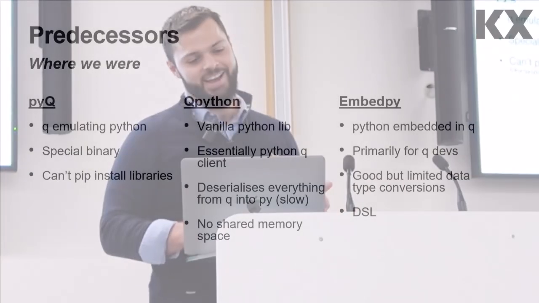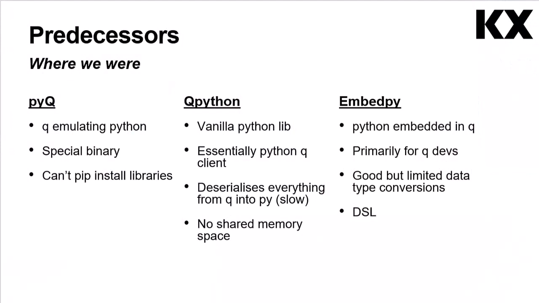So before I tell you exactly about PyKX and what it is, I'm going to tell you a little bit about the predecessors that it had, because I can only see further by standing on the shoulders of giants, or whatever that quote is. So beforehand we had PyQ, which was basically a q process emulating Python. It's this q process that, for all intents and purposes, has a Python interpreter built on top of it, and it can run Python code.